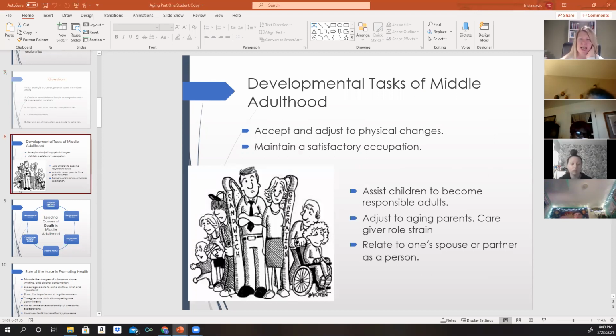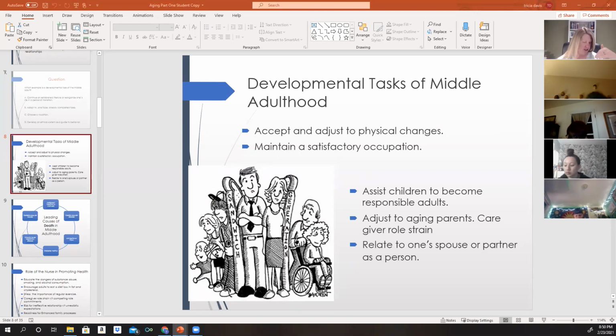So developmental tasks of the middle adult. We accept and adjust to physical changes, and we maintain a satisfactory occupation. We assist our children to become responsible adults. We are also adjusting to aging parents. And then we have what we call a caregiver role strain.